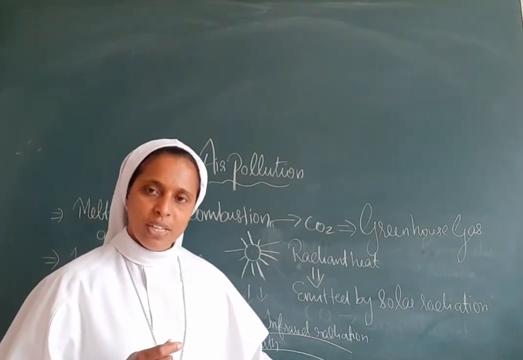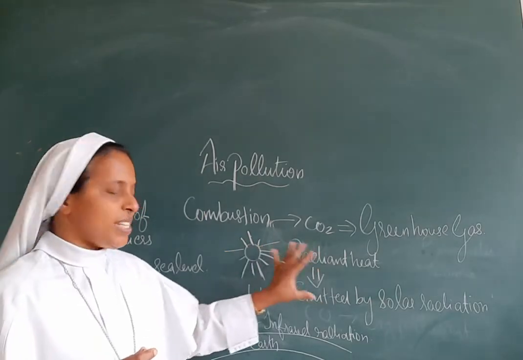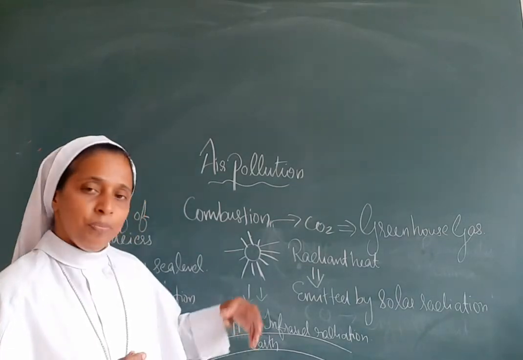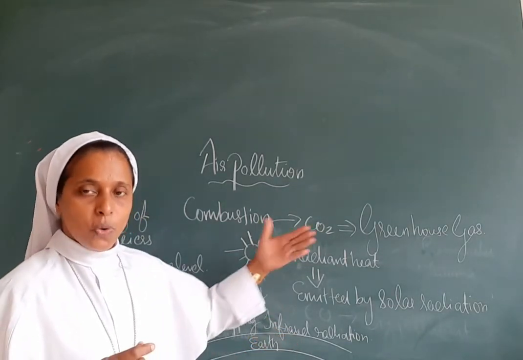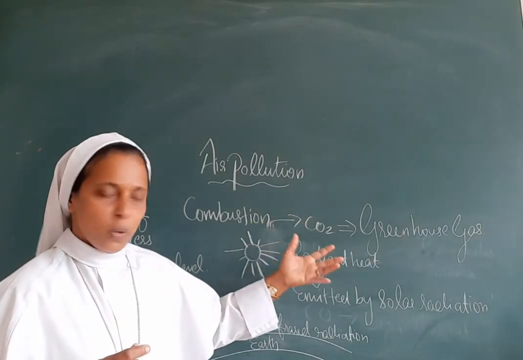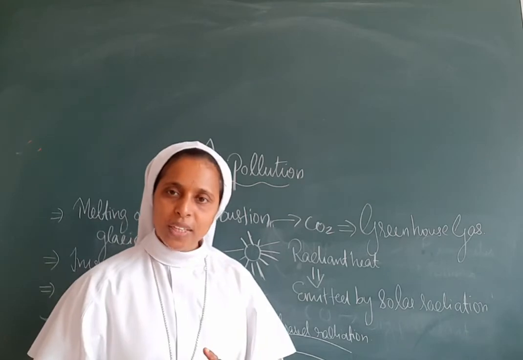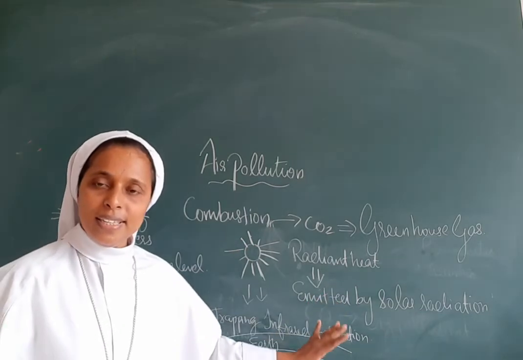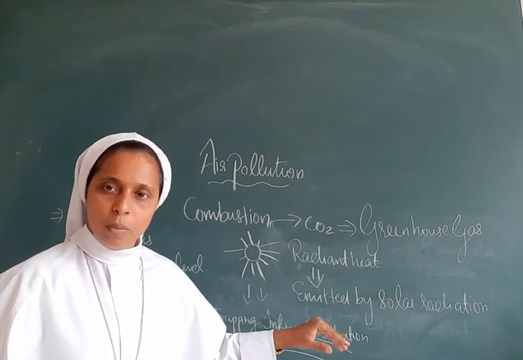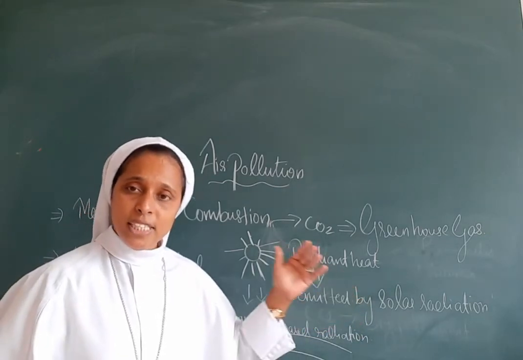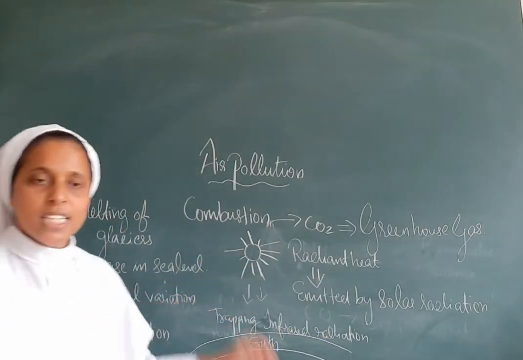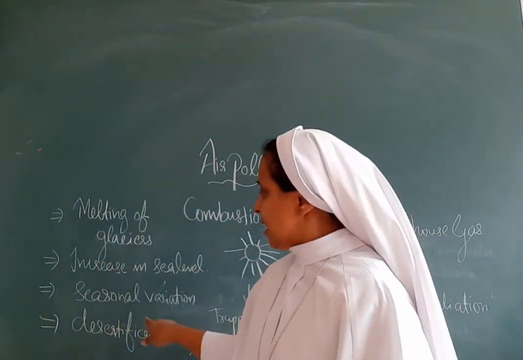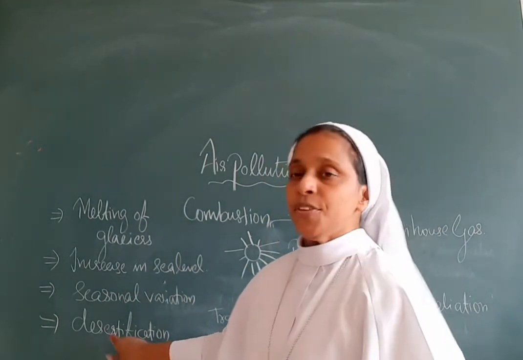So what is the greenhouse effect? What you have to write is that the radiant heat emitted by the sun is trapped by the earth. Once it is trapped, it will not be allowed to go back. The trapped heat is not allowed to go back. This is termed as the greenhouse effect. Due to this greenhouse effect and the increase in the temperature of the earth, global warming takes place, as I told. It will have its effects also. What are the effects? Melting of the glaciers, then the increase in the sea level, then seasonal variation takes place. Desertification occurs.